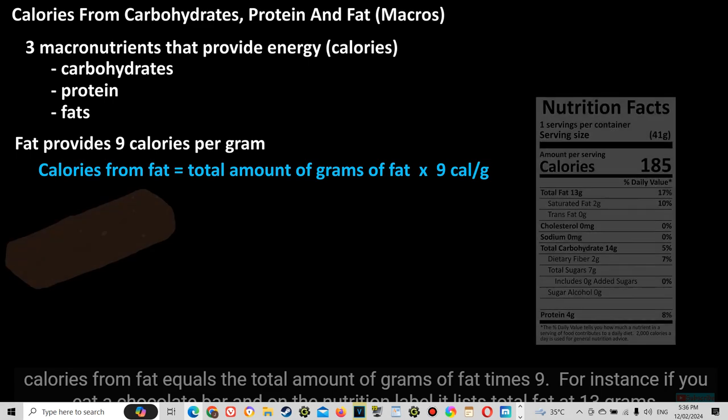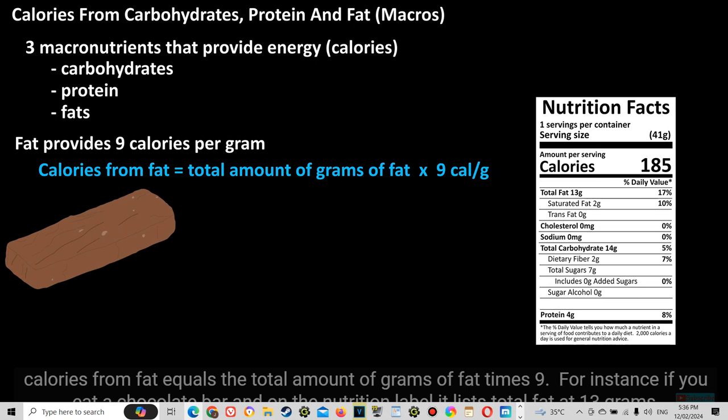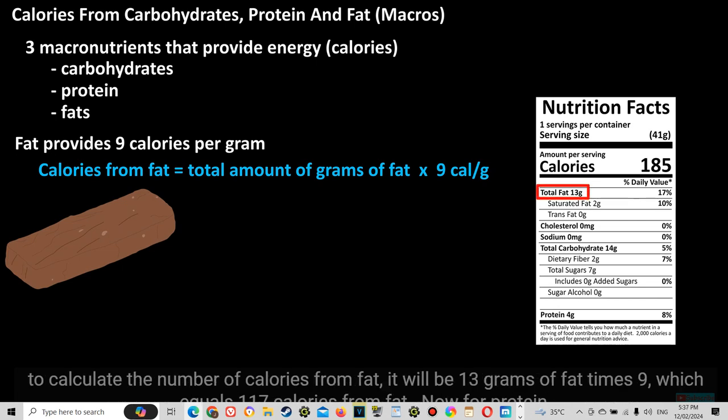For instance, if you eat a chocolate bar and on the nutrition label it lists total fat at 13 grams, to calculate the number of calories from fat, it would be 13 grams of fat times 9, which equals 117 calories from fat.